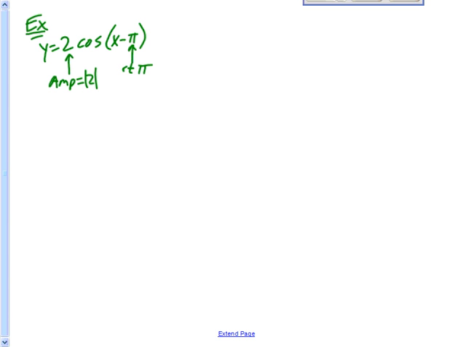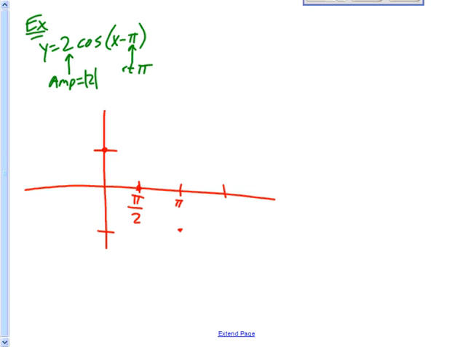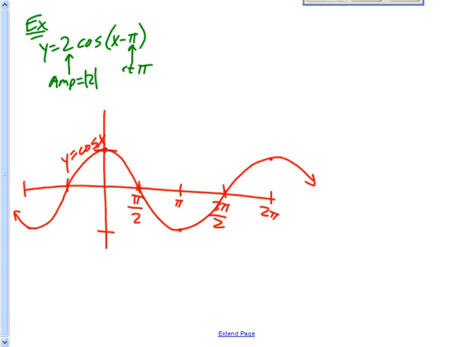So if you're thinking about it, maybe you even want to draw the old cosine function initially, right? The cosine of 0 is 1. Cosine of pi halves, 0. Cosine of pi, -1. 3 pi halves. Okay, so here's just your old cosine, right?